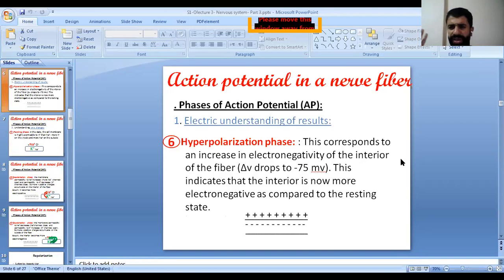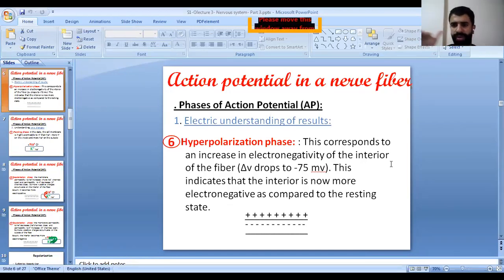Number 6, hyperpolarization. Hyper always, as I said before, means increase, like hyperactive. For example, Mr. Muhammad is hyperactive right now. So hyperactive means that it's very active. Hyperpolarization means negative more than the usual. So it corresponds to the increase in the electronegativity of the interior of the nerve fiber, where delta V, the potential difference, drops to minus 75.